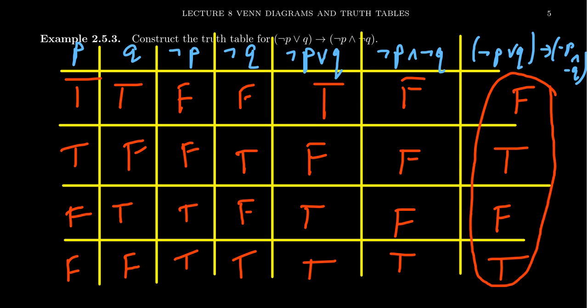False, true, false, true. And so this then illustrates for us how one can build a truth table to help you calculate logical expressions. And we'll see, of course, in the next lecture how one can use a truth table then to make some analysis of other logical concepts.